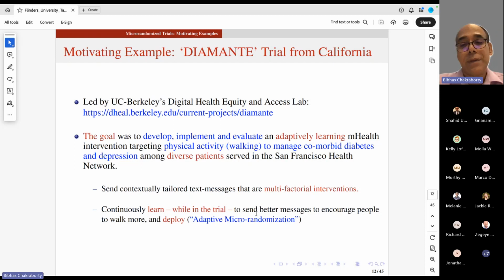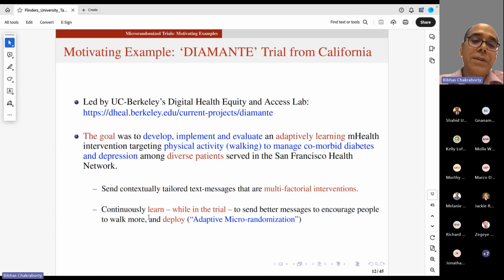So the goal here was very ambitious. It was to develop, implement, and evaluate an adaptively learning mHealth intervention targeting physical activity, specifically walking, to manage comorbid diabetes and depression patients in the San Francisco area. So it has to be not just an app-based intervention. It's adaptively learning. It wants to learn as it goes, as it progresses. So that is even more challenging than just micro-randomization.